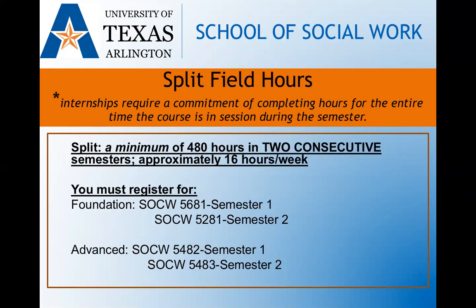So you can do your field placement in 2 different ways. Though I will tell you that the most common way to do it is called a split placement. Basically, this means that you split your placement across 2 consecutive semesters. So you are completing a minimum of 480 hours across 2 semesters. That means 240 hours in one semester and 240 hours in the next semester. Basically, this comes out to about 16 hours a week in your field placement.